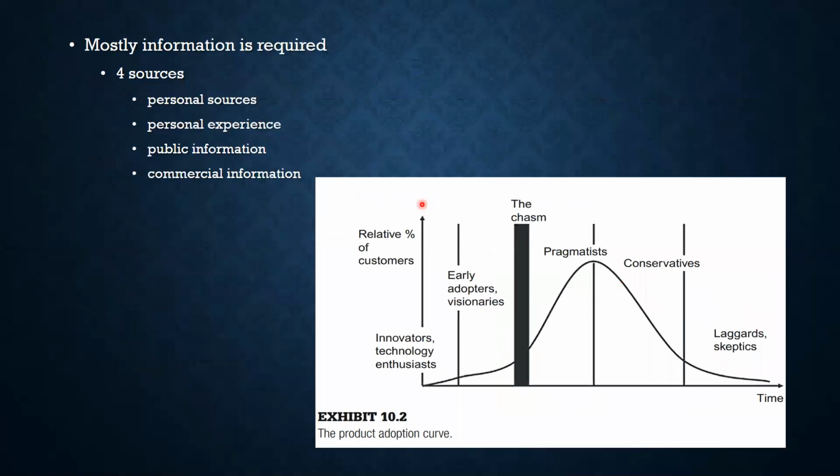Now, if the case is of an outside source of a stimulus, we need some extra information. That information can be gathered from 4 different sources, which are personal source, personal experience, public information, and commercial information. This information must then be evaluated. The most critical stage in this process is customer expectation.